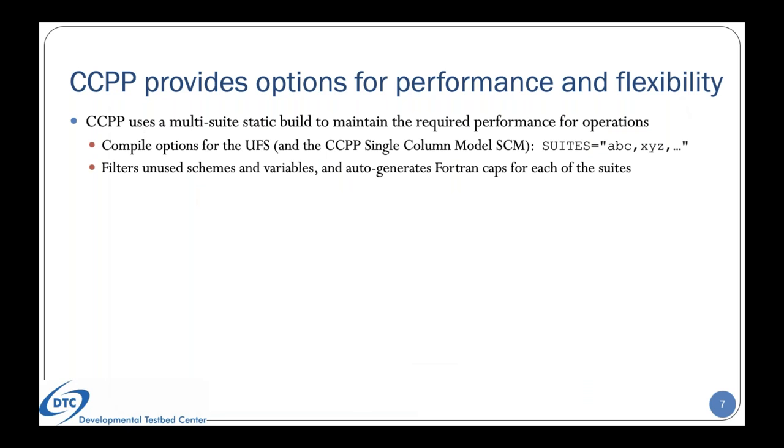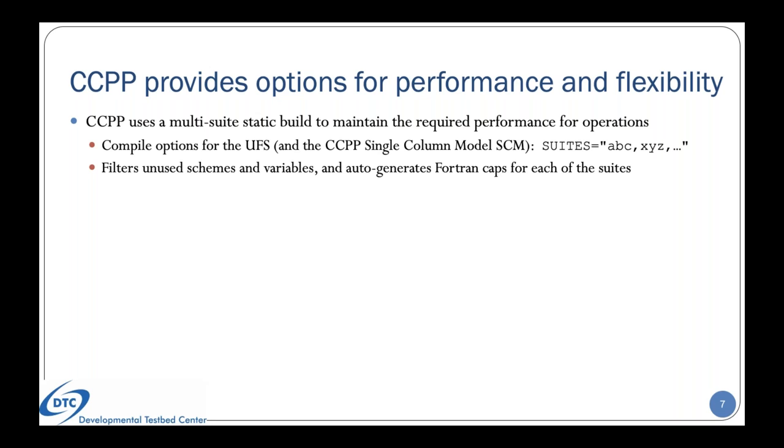Coming back to the dual purpose of serving operations and the research community, the CCPP provides options for performance and flexibility, and I'm going to give you two examples here. In order to maintain the required performance for operations, CCPP uses a multi-suite static build. That means when you compile the UFS or also the CCPP single column model, you specify a number of suites on the command line. So what CCPP does is it parses all available physics schemes that are in the subdirectories, and then filters unused schemes and variables in order to auto-generate Fortran caps specific for each of these suites. So these caps are highly efficient.